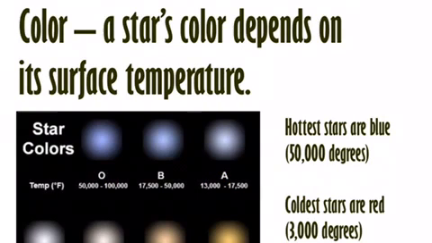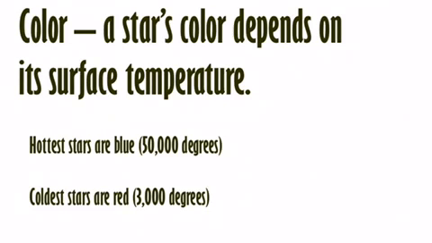In this slide, you can see that the hottest stars are blue at about 40 or 50,000 degrees on their surface, and the coldest stars are red, somewhere around 3,000 degrees on their surface. So the colors of stars range from the hottest stars, which are blue, and then white, and then yellow, and then orange, and then the coolest stars have a low surface temperature, and they are red. So the hottest stars are blue, and the coolest stars are red. Once again, the hottest stars are blue, about 50,000 degrees, and the coldest stars are red, about 3,000 degrees.